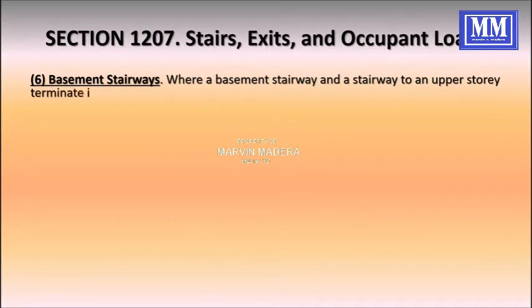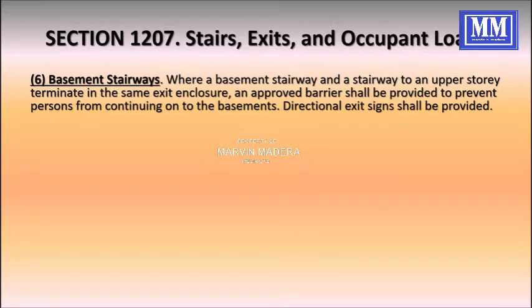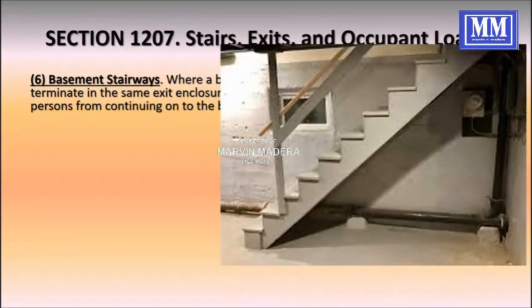Basement stairway. Where a basement stairway and a stairway to an upper story terminate in the same exit enclosure, an approved barrier shall be provided to prevent persons from continuing on to the basement. Directional exit signs shall be provided. We have here an example of a basement stairway. As noticed, in the upper part there is an enclosure that prevents people from going directly to the other floor.